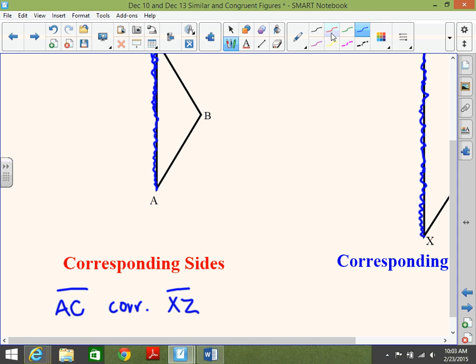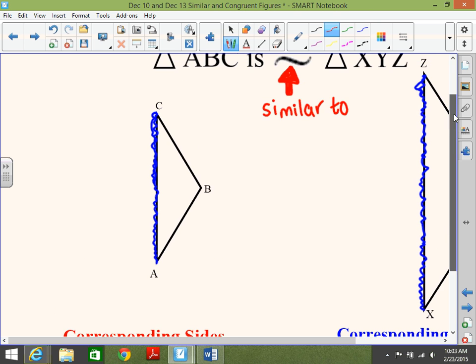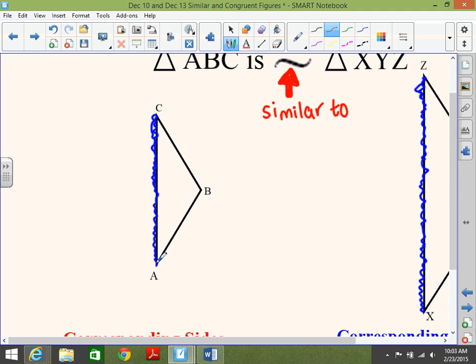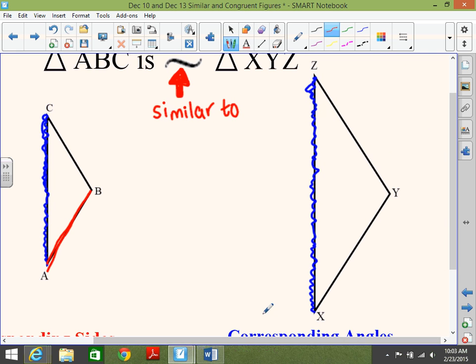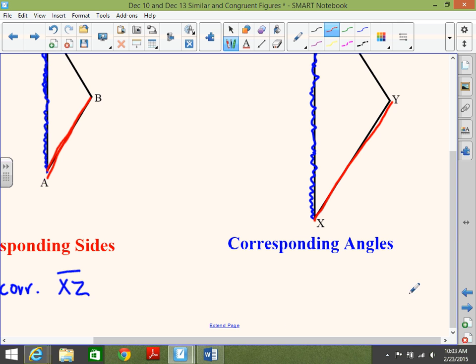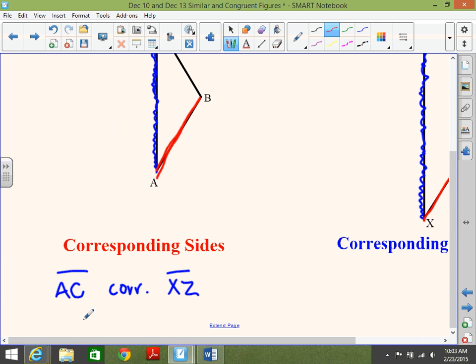Okay, new color. Okay, side AB. What does it correspond to on the big one? XY. So side AB corresponds to side XY. Side AB corresponds to side XY.